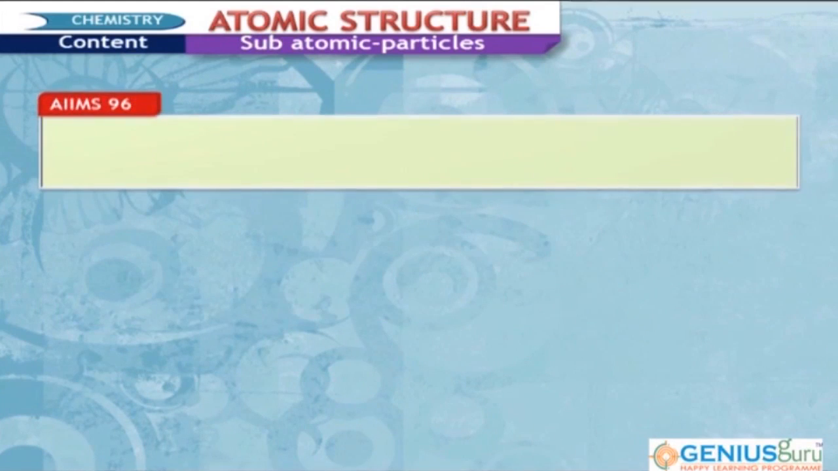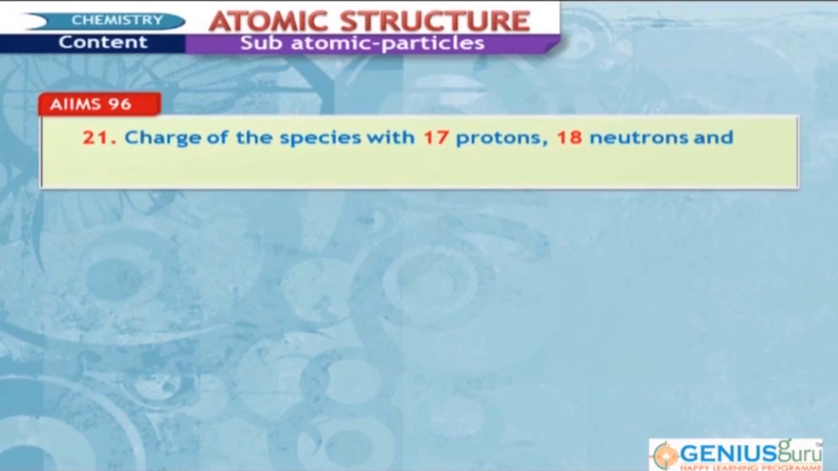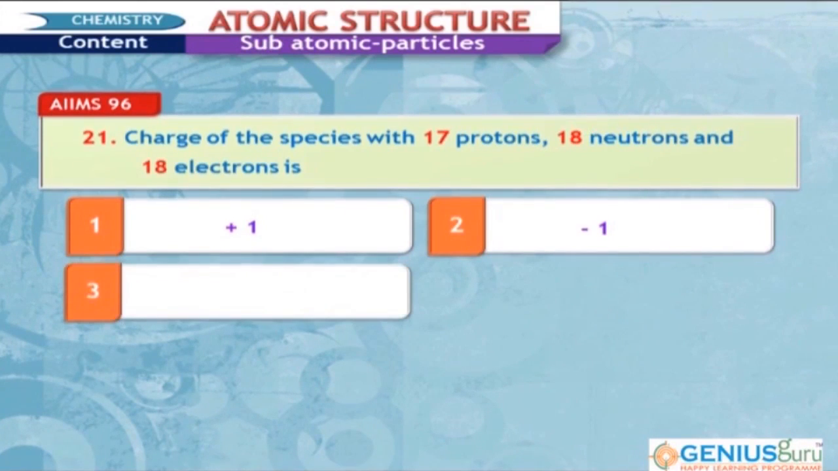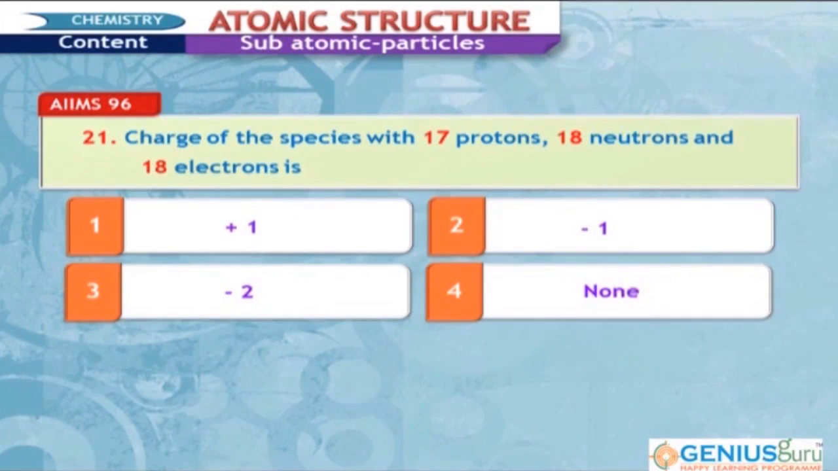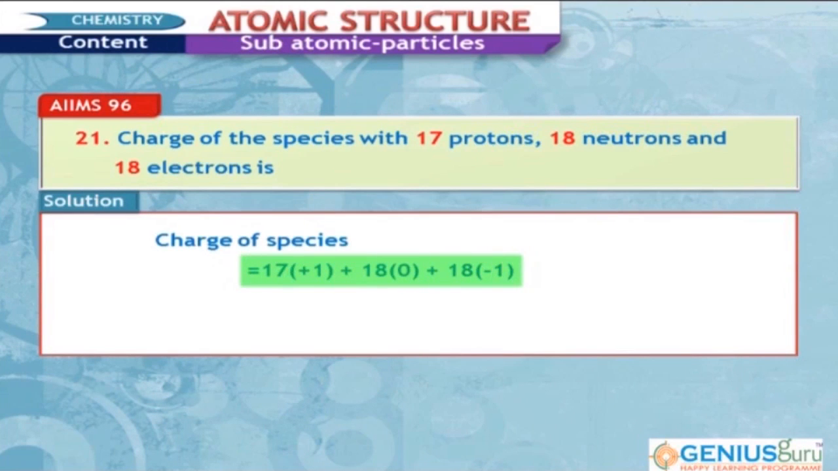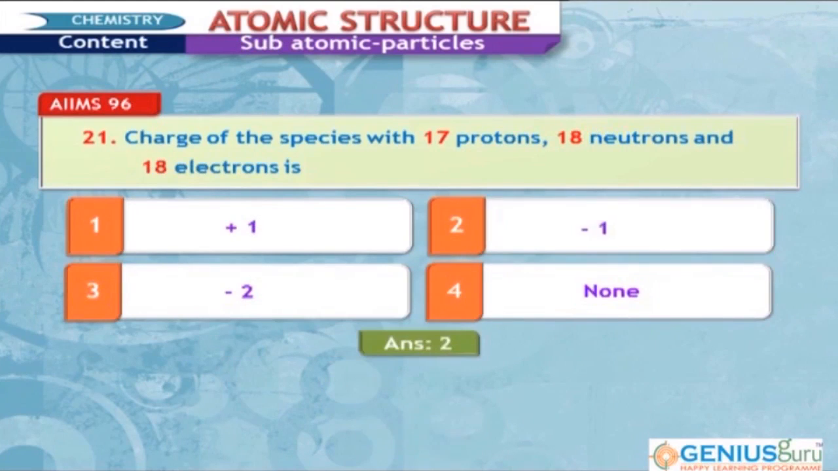The next question is, the charge of the species with 17 protons, 18 neutrons and 18 electrons is. Here are the options: the first one is plus 1, second one is minus 1, third one is minus 2, and fourth one none of these. The species contains 17 protons, so 17 into plus 1, plus 18 neutrons, the charge is 0, plus 18 into minus 1, which is equal to 17 minus 18, which is equal to minus 1. Hence the correct option is 2.